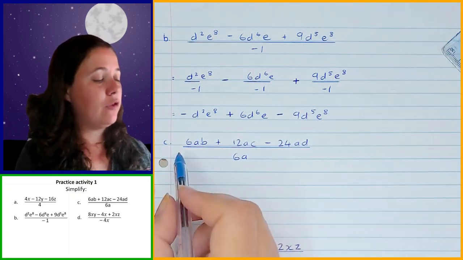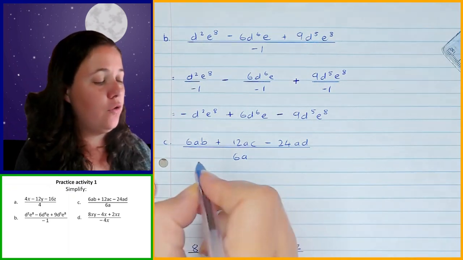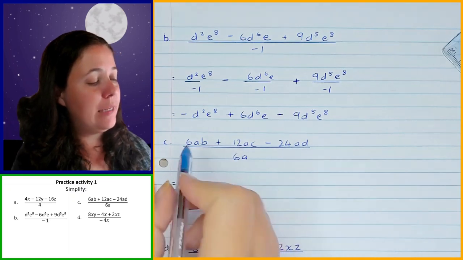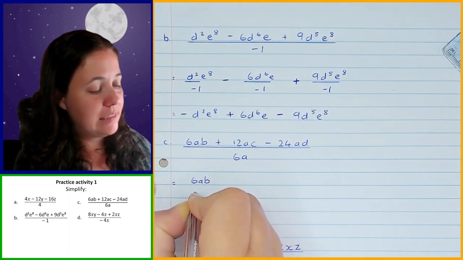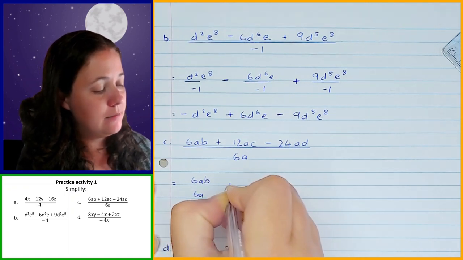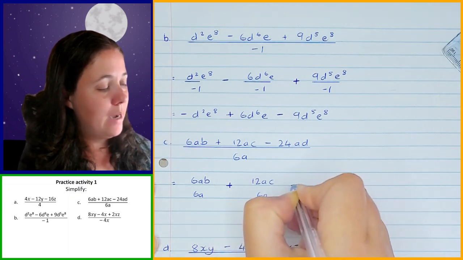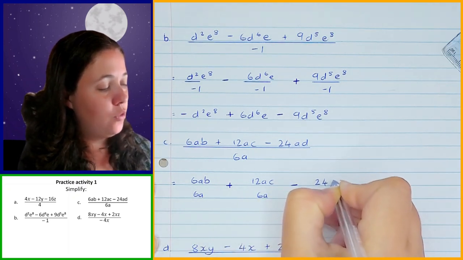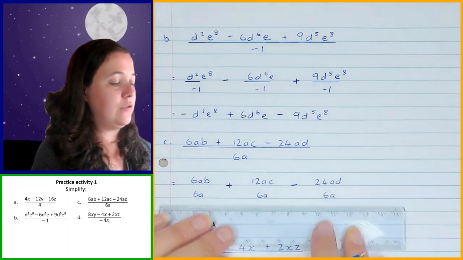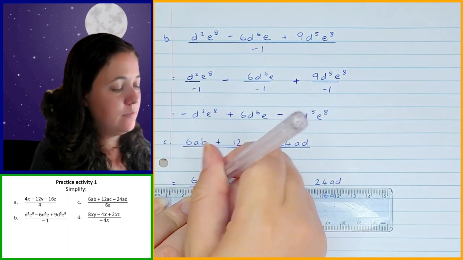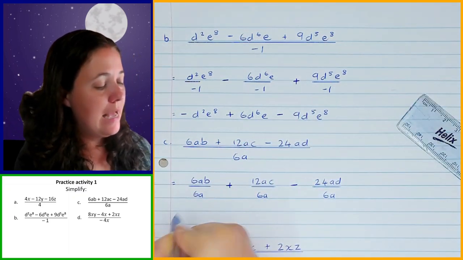Question C, we've got 6ab plus 12ac minus 24ad all over 6a. So I'm going to start off by putting each of them as separate fractions. So I've got 6ab over 6a plus 12ac over 6a minus 24ad over 6a. Okay, and I'm going to turn all of those into fractions. All right, draw my fraction lines. And now I'm going to simplify.